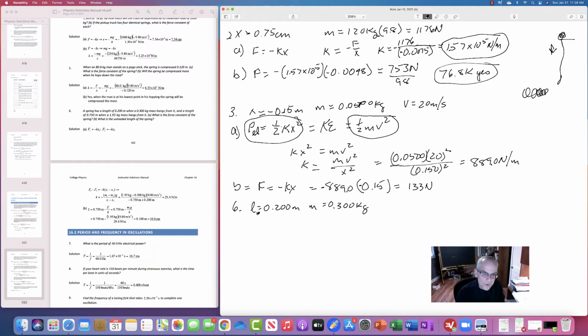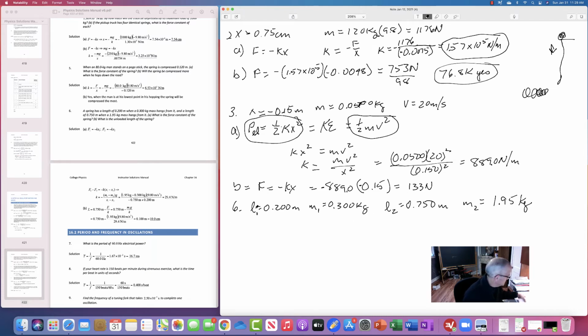So let's call this 1 and 1. And a length of L2 is going to be 0.750 meters if you hang a mass of 1.95 kilograms. And so this difference in the masses produces a difference in the lengths, and that's how you figure out what the force constant is.